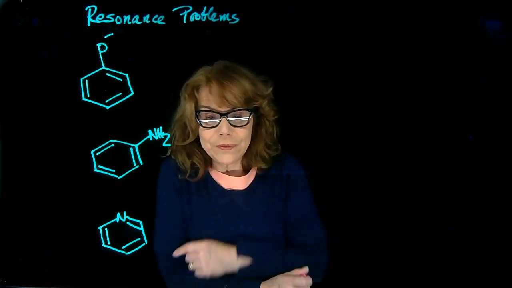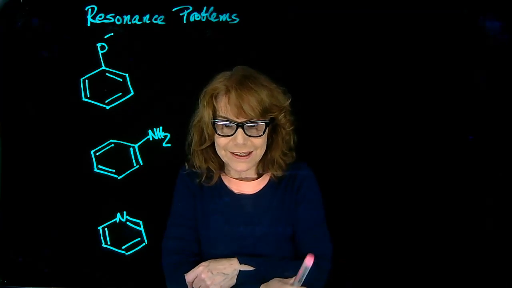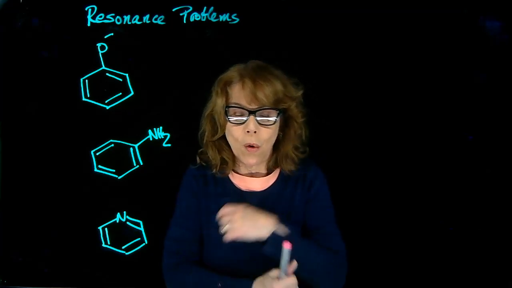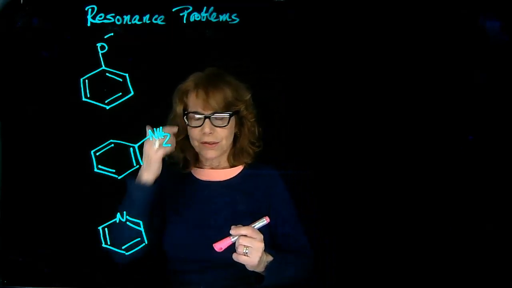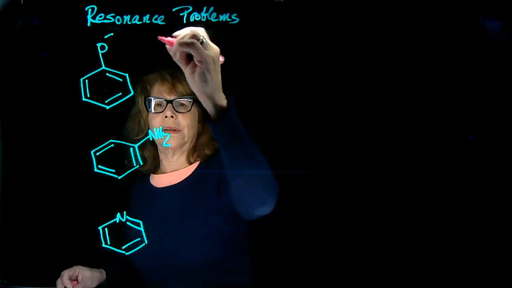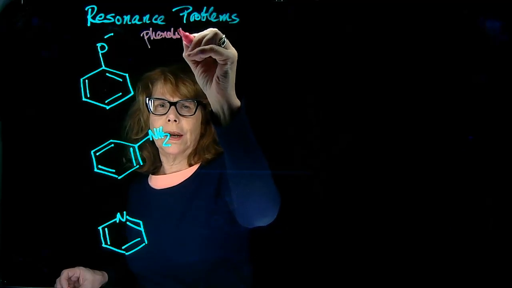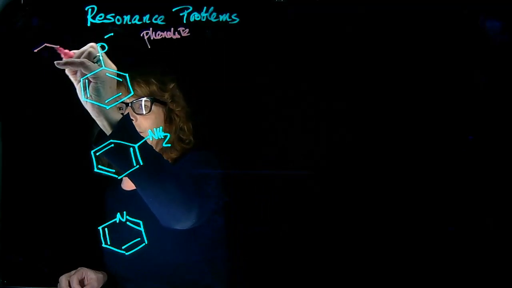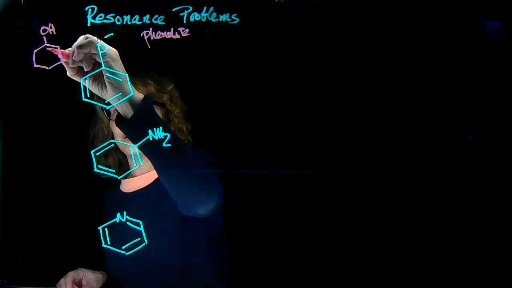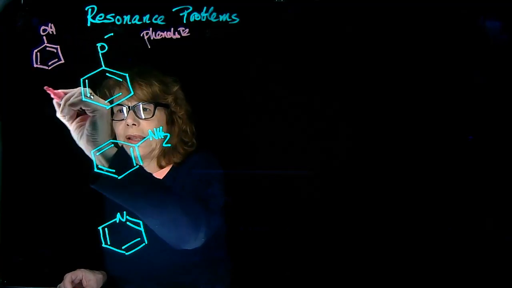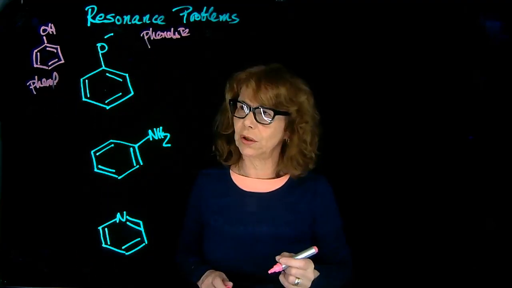Okay, so here we have three molecules. We're going to do the resonance structures and assess them to determine which one contributes more to the resonance hybrid. The first molecule here is the phenolate anion, and that is the conjugate base of phenol. This is phenol. After you remove that H, you get the conjugate base, phenolate.